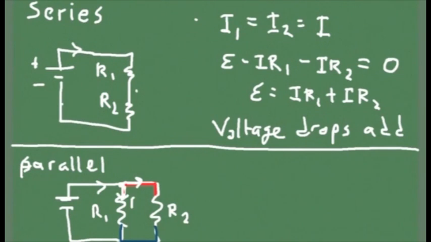If I call the current going through resistor 1 I1, and I call this current I2, and the overall current I, we know that I should be equal to I1 plus I2. So instead of the currents being the same as in the series circuit, now the currents add up to the total current in the circuit. And now what's going to be the same is the difference in potential across the two resistors. Because notice that those resistors are connected between two points that have the same difference in potential.